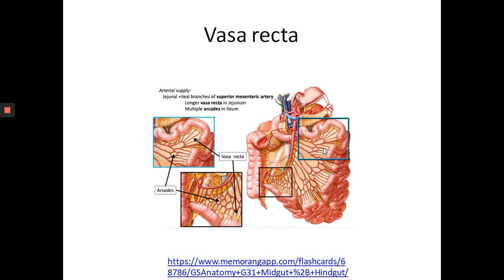The lymphatic drainage of the small intestine is a major transport system for absorbed lipids, and for the immune defense system and the spread of cancer cells coming from the small intestine.